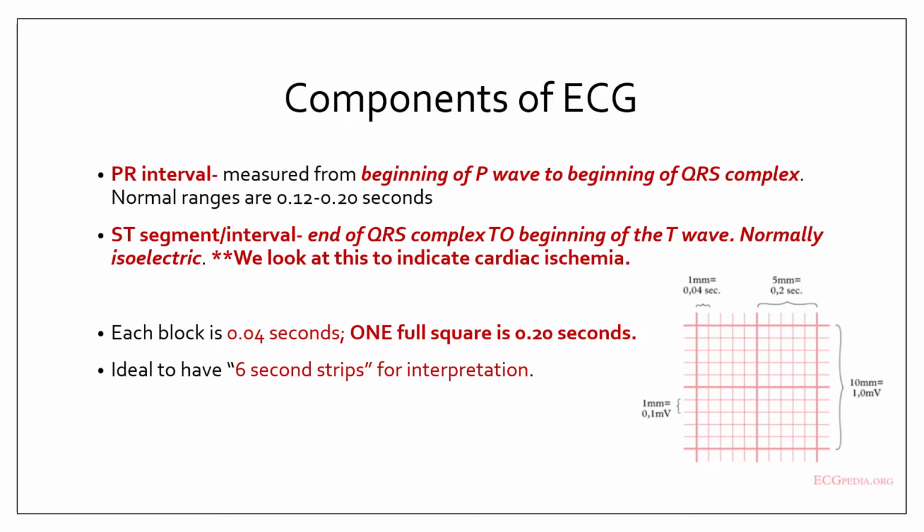And so we look at voltage for hypertrophy, but for now we're really going to focus on the horizontal timing, so the little boxes. So we look ideally at a 6-second strip, which contains 30 large boxes, and this length allows for accurate heart rate calculation and rhythm regularity assessment, especially for irregular rhythms like atrial fibrillation.